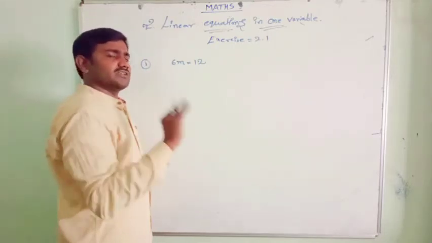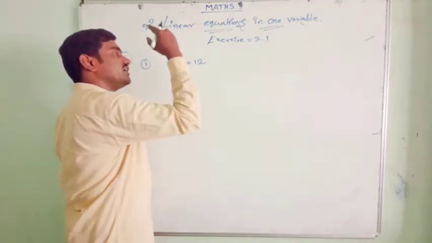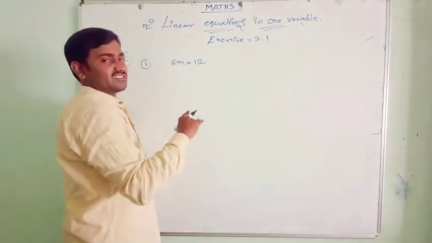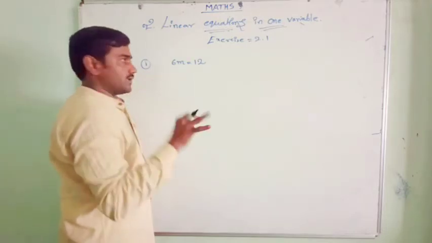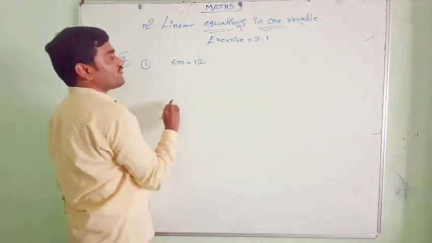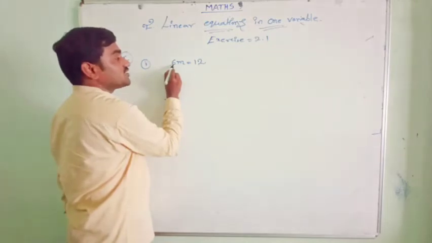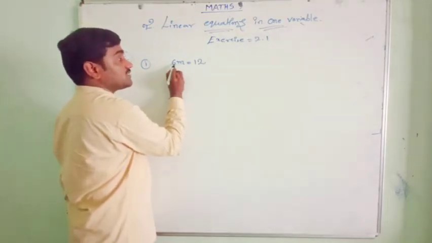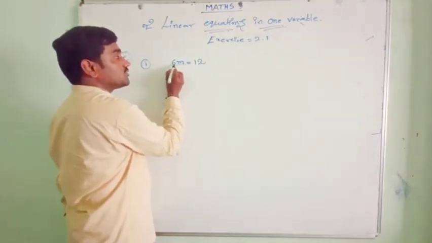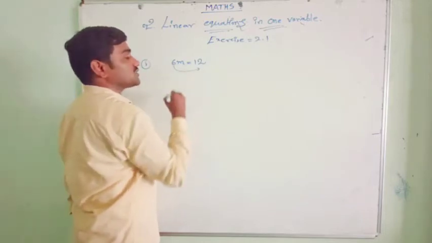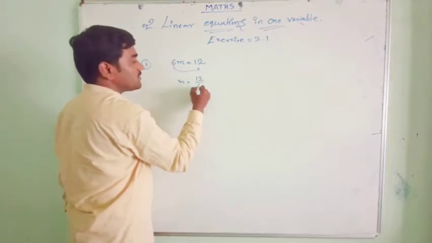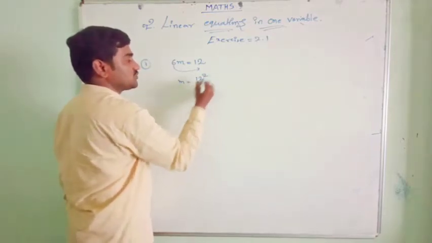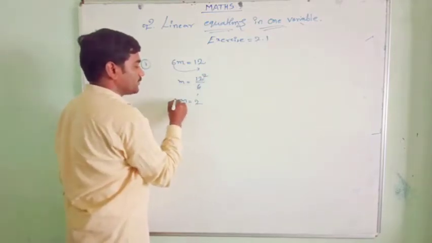Both are the same. In simple equations also, the power of the variable will be 1. In linear equations also, the power of the variable is 1. The problem solving is also 100% the same. So we need to find the value of m. Here 6 is multiplied to m. When you transport this 6 to the other side, it will be divided. So m = 12/6. Six ones are 6, six twos are 12. So m = 2.